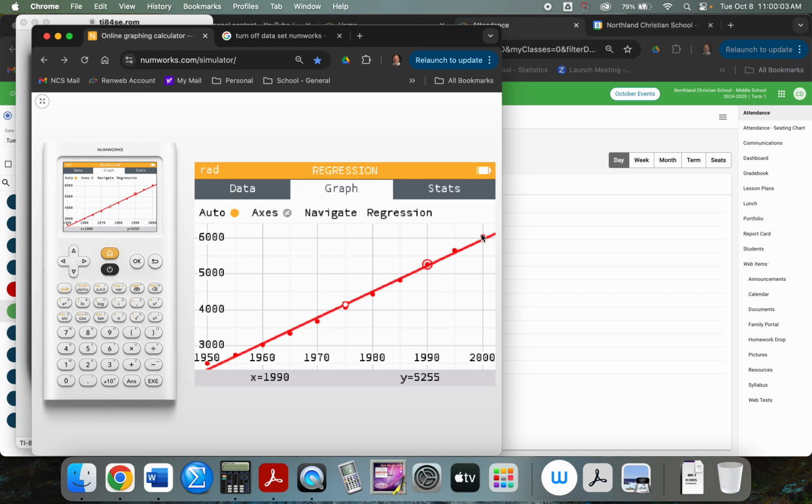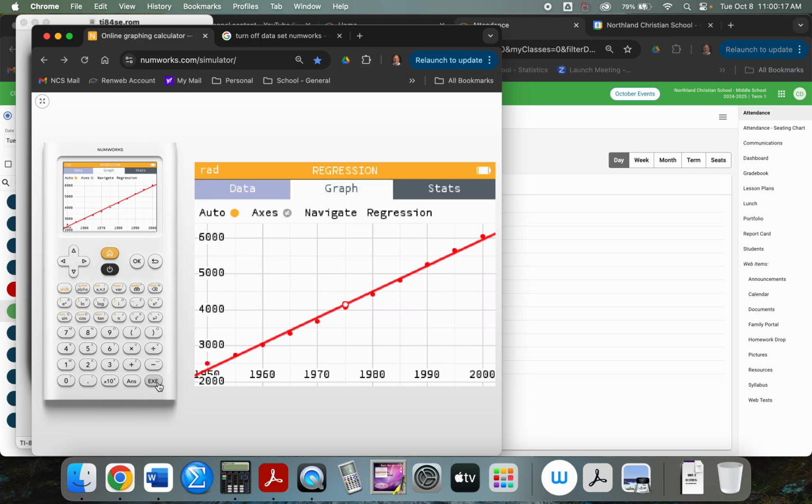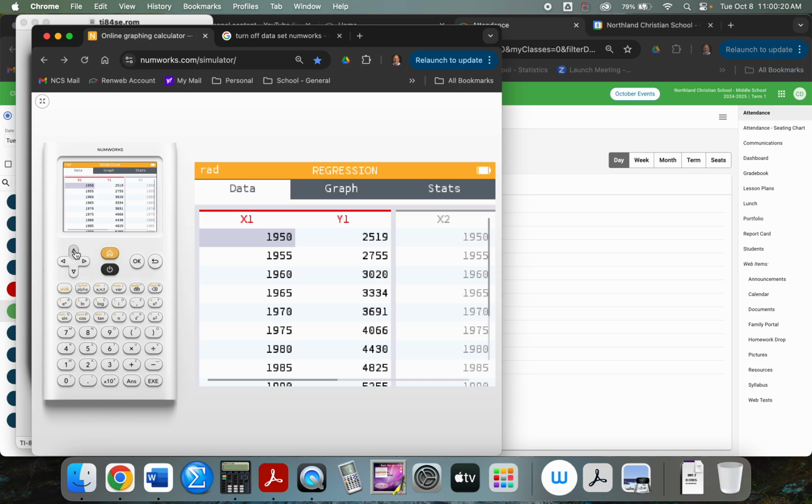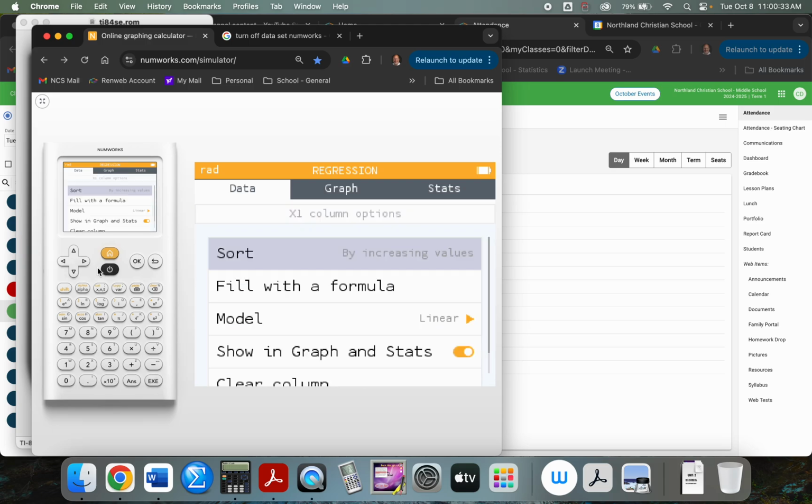I'm going to do a different graph. Let me show you. Since we're on this, I'm going to go up to the data, and first I'm going to turn this one off so that I don't have to look at it. The way you turn it off is you go to execute, go down 3 steps to show in graphs and stats, and you just click execute and it turns it off.